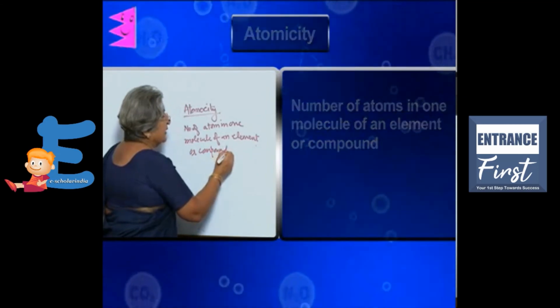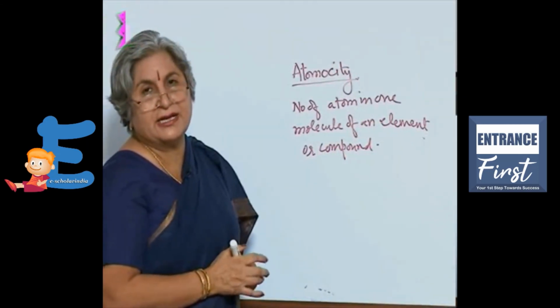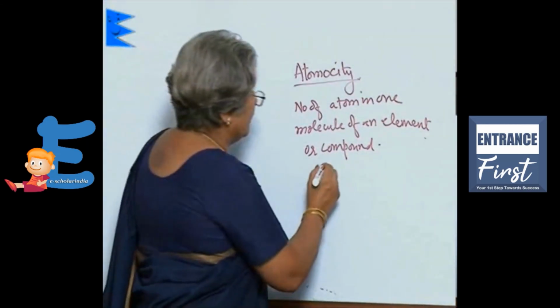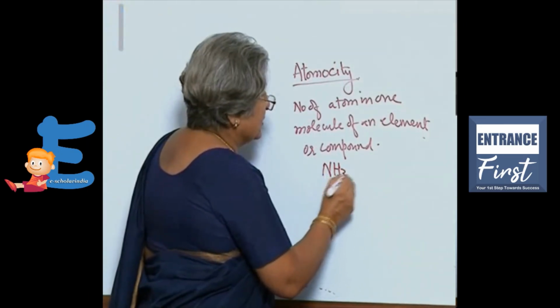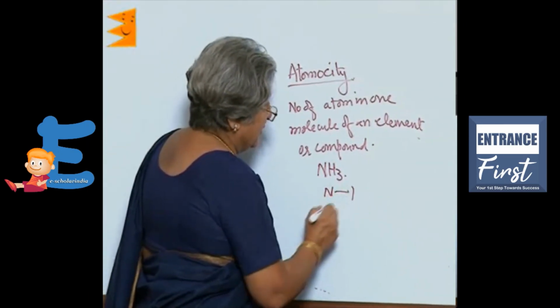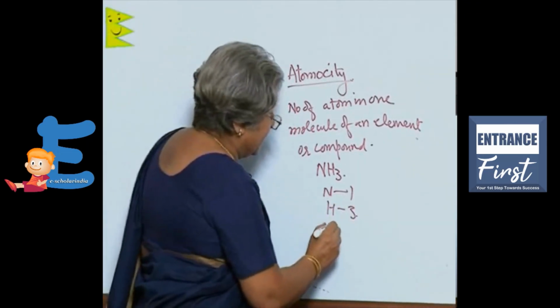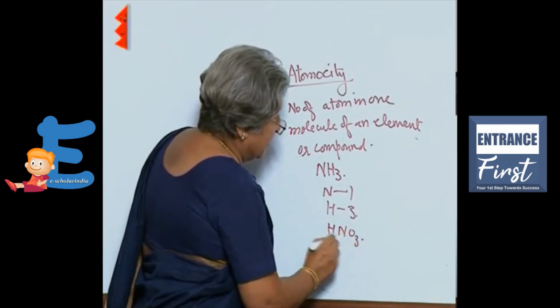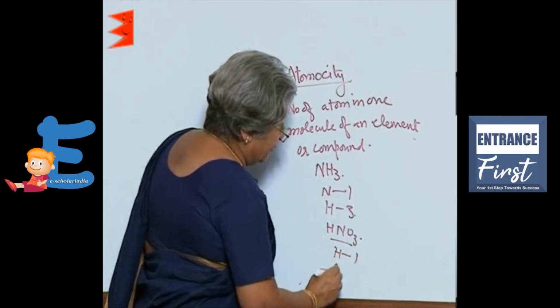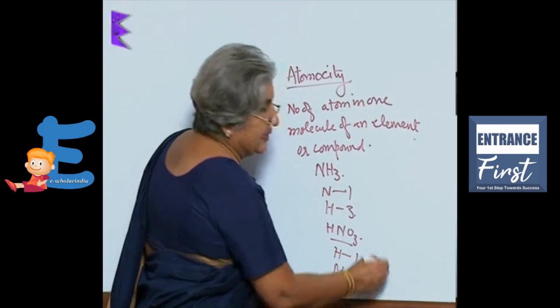So we can say that atomicity of oxygen is 2, and in case of ammonia, atomicity of nitrogen is 1 and that of hydrogen is 3. In case of nitric acid, atomicity of hydrogen is 1, nitrogen is also 1, but oxygen is 3.